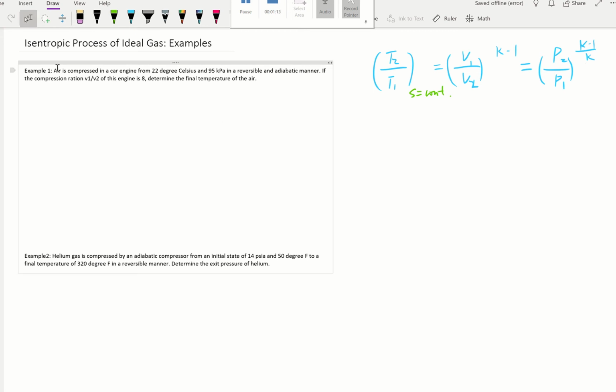I have two examples here. The first example says air, well, that tells us it's an ideal gas, right? It is compressed from T1 of 22 degrees Celsius and P1 of 95 kilopascal. And it says it's reversible and adiabatic. In the previous videos, we talked about that meaning isentropic. That means S1 equals S2, so it's an isentropic process. Okay, so that identifies the problem. It's an isentropic process of an ideal gas.